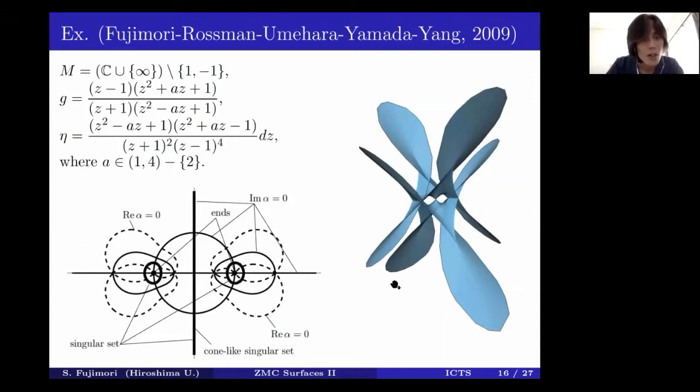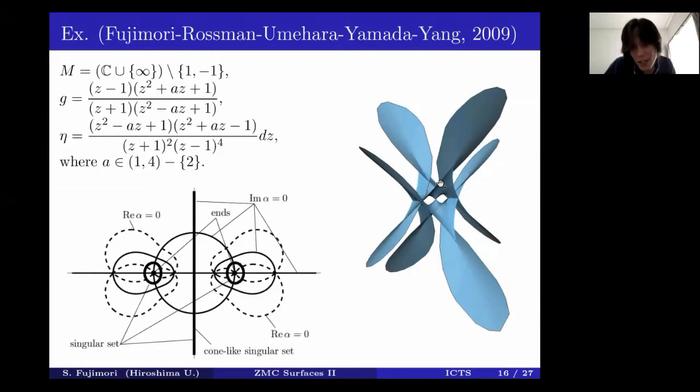Now, a more complicated example. Let M be a sphere minus 2 points, and take G and eta this way, where A is a parameter between 1 and 4, and it is not equal to 2. Then for the singular set, we have two connected components, this and this. And three components on this line. This line, this imaginary axis, corresponds to one point in the middle. This corresponds to a cone-like singular set. So this line goes to one point, okay? And here we have an upper surface.